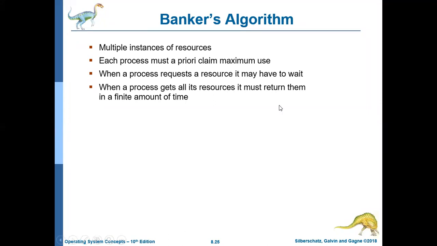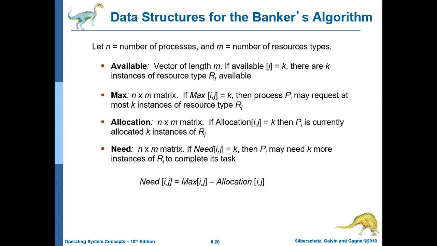So in the last class, we started Banker's algorithm. We discussed the need of Banker's algorithm, why we are using this. Then we discussed the data structure involved in Banker's algorithm, that are four different matrices: available, max, allocation, and need.